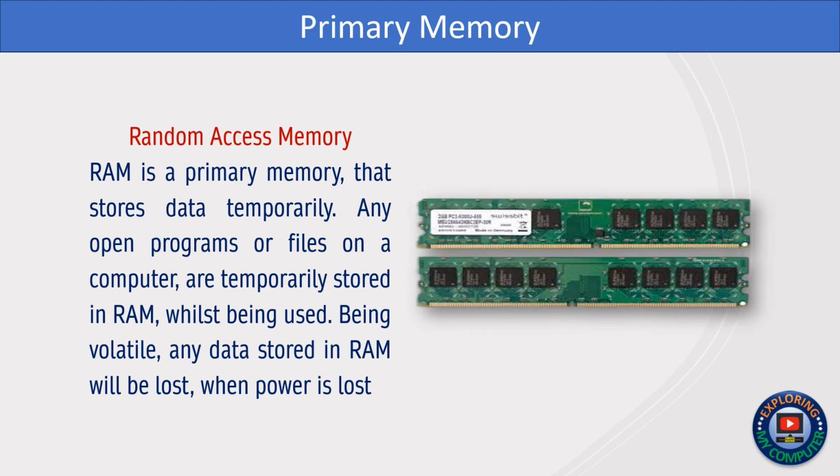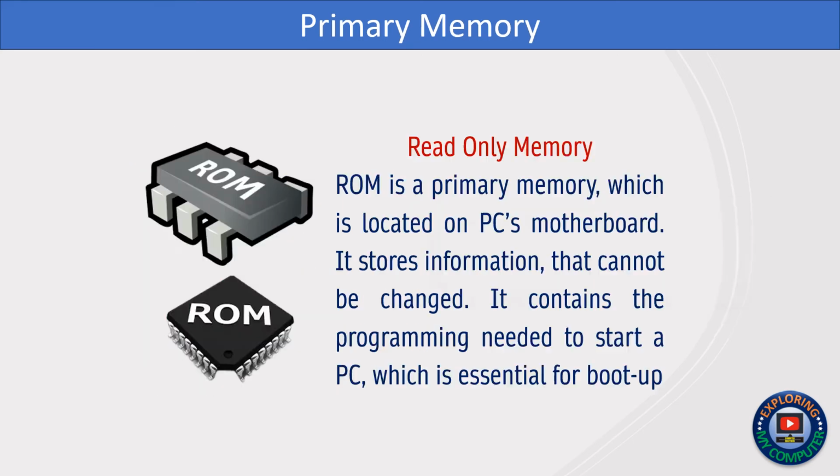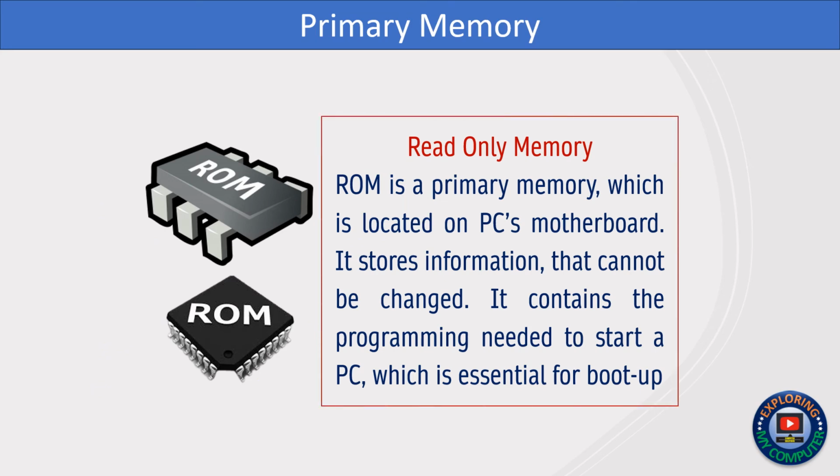Random access memory: RAM is a primary memory that stores data temporarily. Any open programs or files on a computer are temporarily stored in RAM whilst being used. Being volatile, any data stored in RAM will be lost when power is lost. Read-only memory: ROM is a primary memory which is located on the PC's motherboard. It stores information that cannot be changed. It contains the programming needed to start a PC, which is essential for boot up.